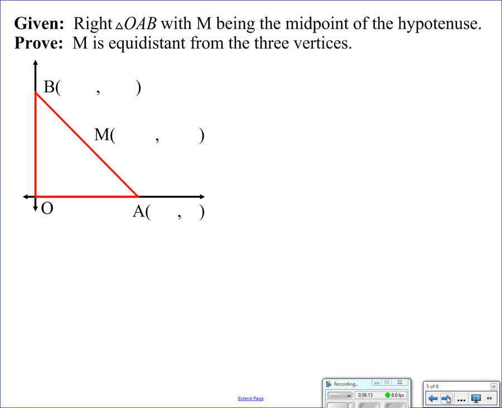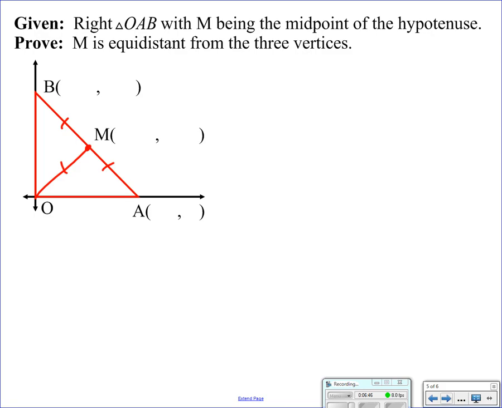Last example, given the right triangle with M being the midpoint of the hypotenuse, and I need to prove that M is equidistant from the three vertices. So when I draw this segment OM, it is going to be congruent to all three of those. Those three segments are all going to be congruent. So what we need to do is find coordinates. Because part of coordinate proofs is you need to lay out the picture and give me reasonable coordinates.